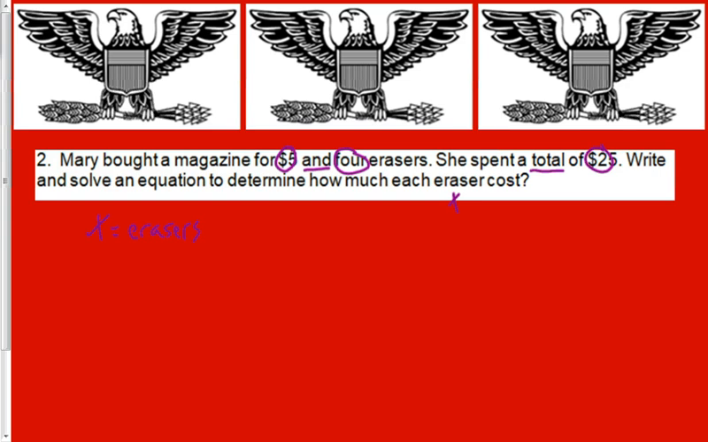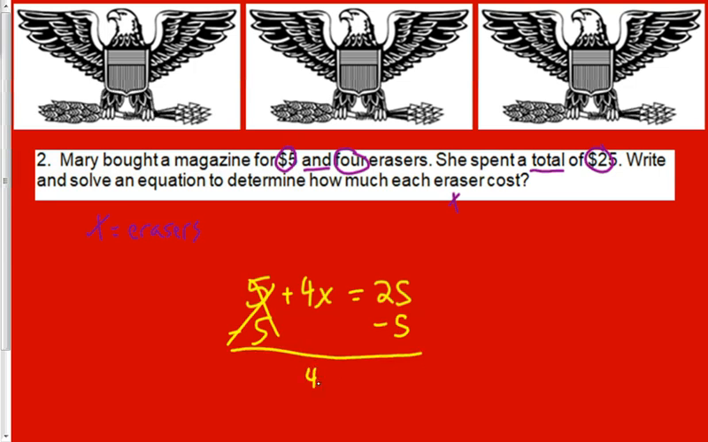Let's write it out in order once again, see if it works. $5, about a $5 magazine no matter what. Plus 4 erasers, which we don't know how much the erasers cost, so we're going to add 4 times however much the eraser costs. And a total of $25. So let's solve it and see if this makes sense in the end. Minus 5 from both sides, because that's still what's not attached to the variable. So we have 4x equals 20. Divide by 4, and you end up with x equals 5. And that's dealing with the eraser cost.